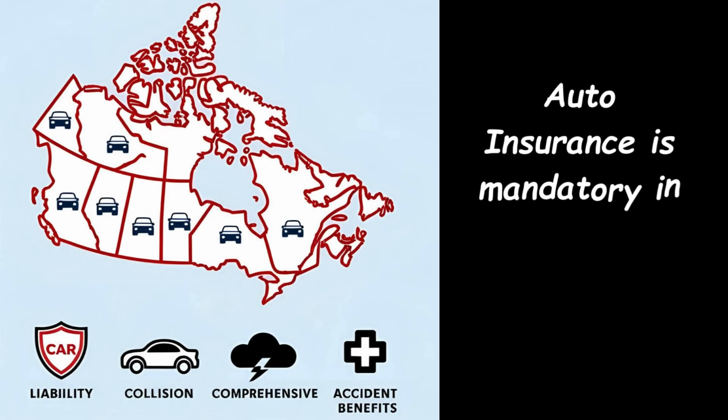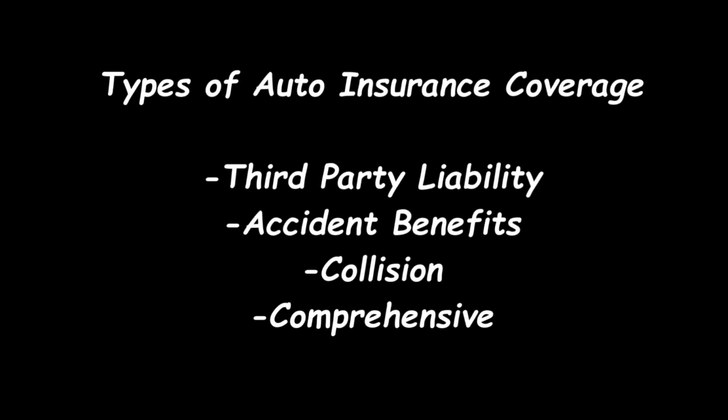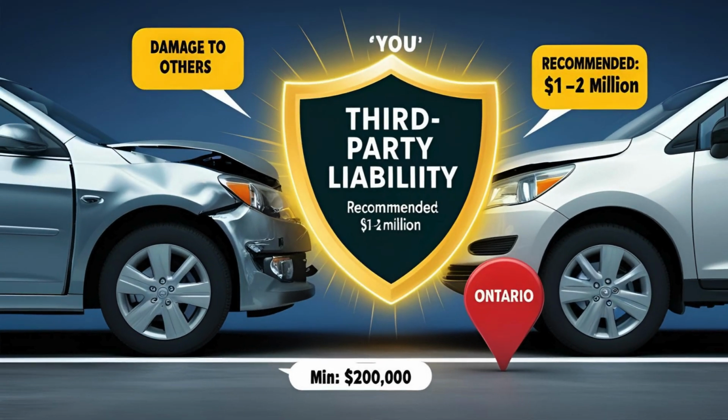Auto insurance is mandatory in all Canadian provinces and territories. Here are the main types of coverage you'll see. 1. Third-party liability covers damage or injury you cause to others. Each province has a minimum requirement, e.g. $200,000 in Ontario, but experts recommend at least $1 to $2 million in coverage.